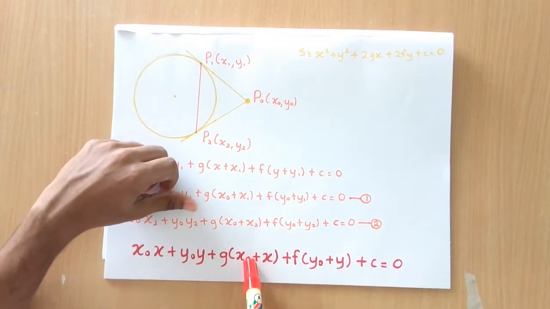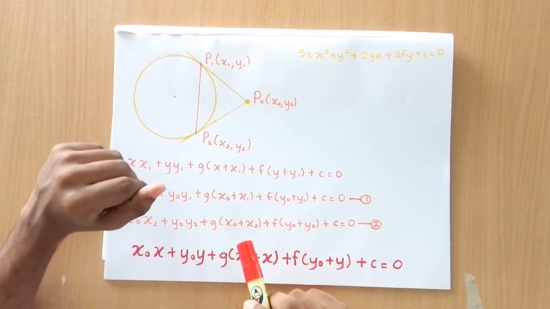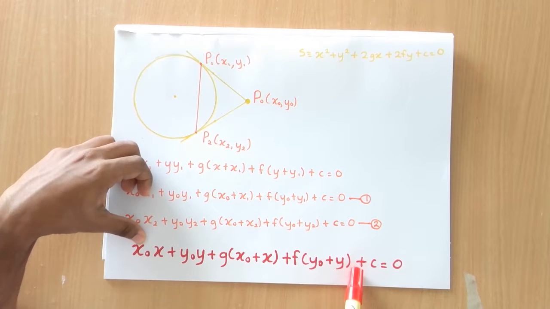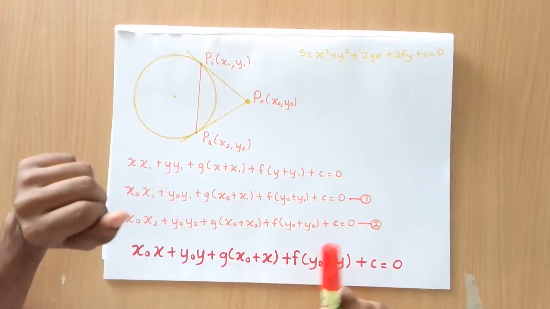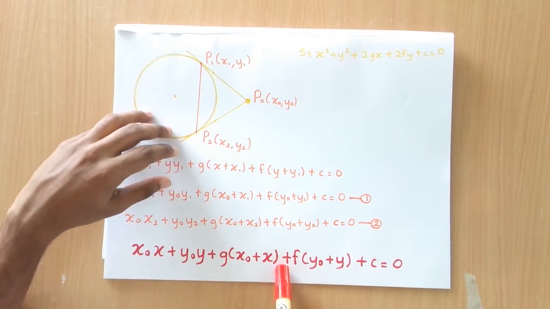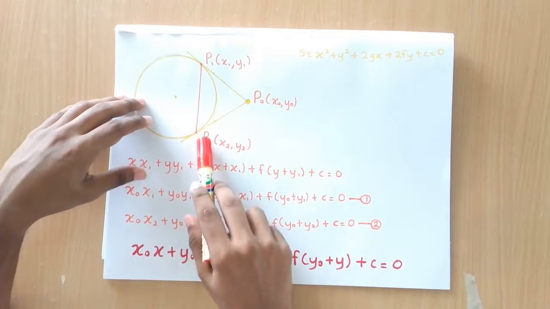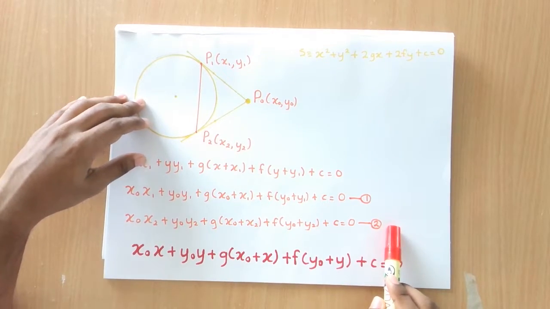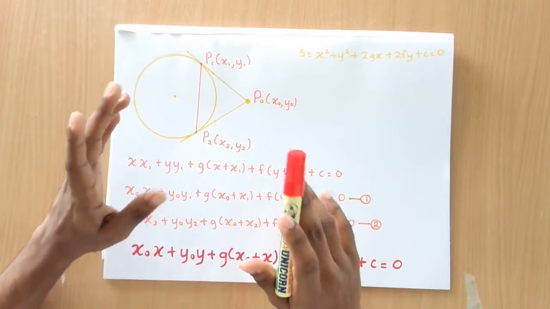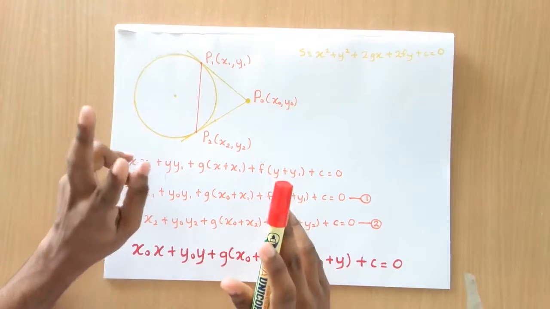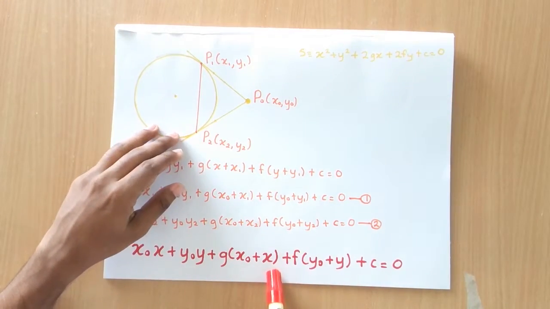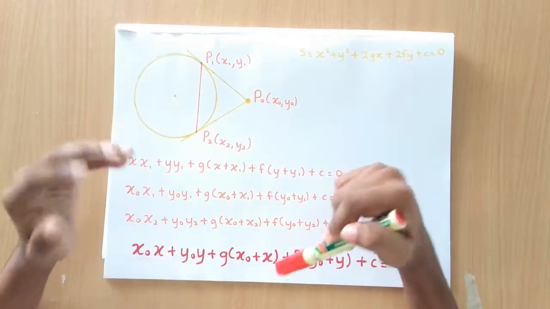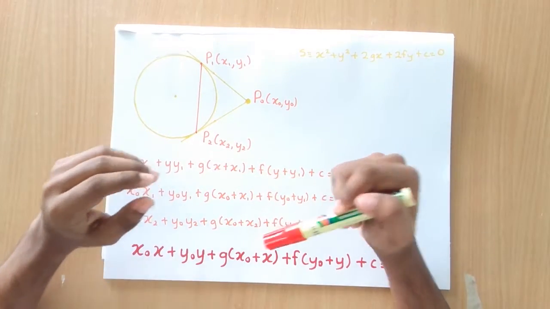How did we come to that conclusion? Let's analyze this a little bit. We can see that this is an equation of a straight line since there are no x squared or y squared values. This equation satisfies the points P1 and P2 according to equation 1 and equation 2. Since there exists only one straight line which passes through two known points, this equation is the equation of the tangential chord. This equation must be derived and then only can it be used in your exams.